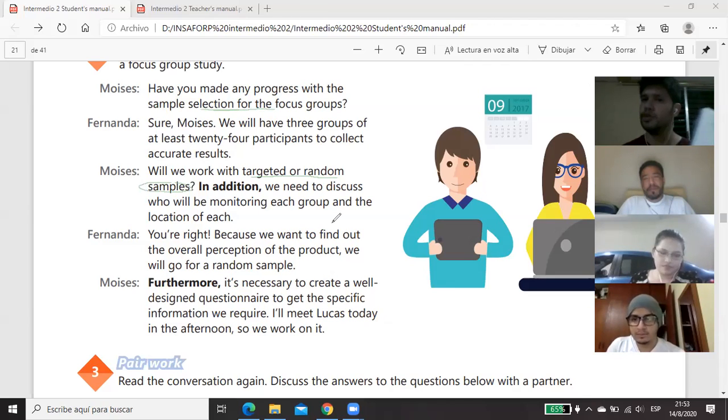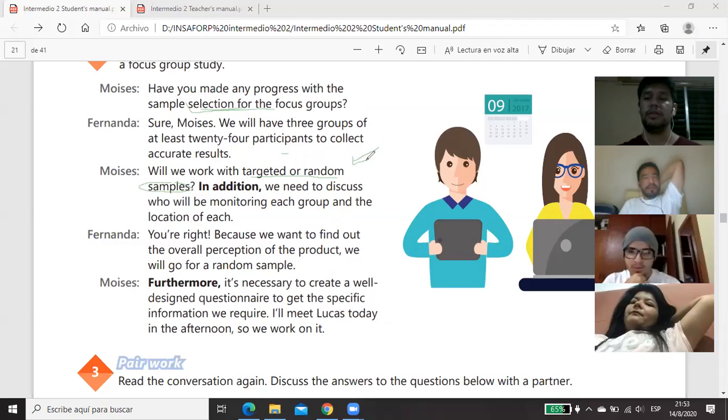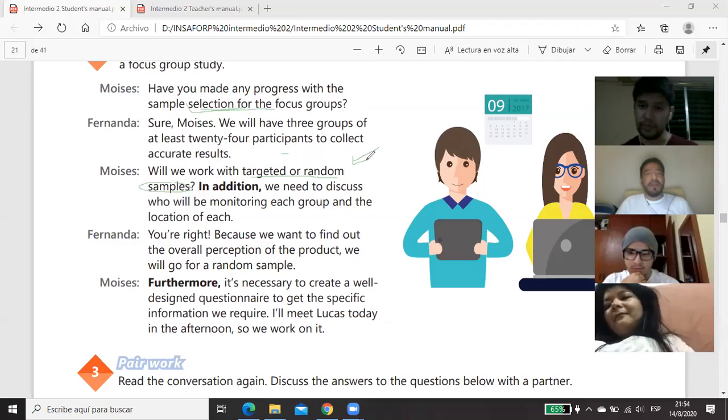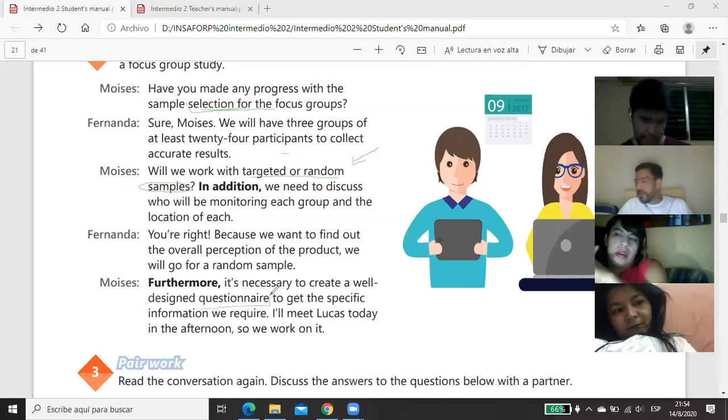So what are the elements of a focus group in this conversation? Do you remember them? First, it is? Selection of the groups. The groups, right? All right, good. And also, what is another important thing? The method, or let's say the type of groups, right? If it's targeted or if it's random. And finally, we have here a questionnaire. So that's good. Those are the elements of a focus group.